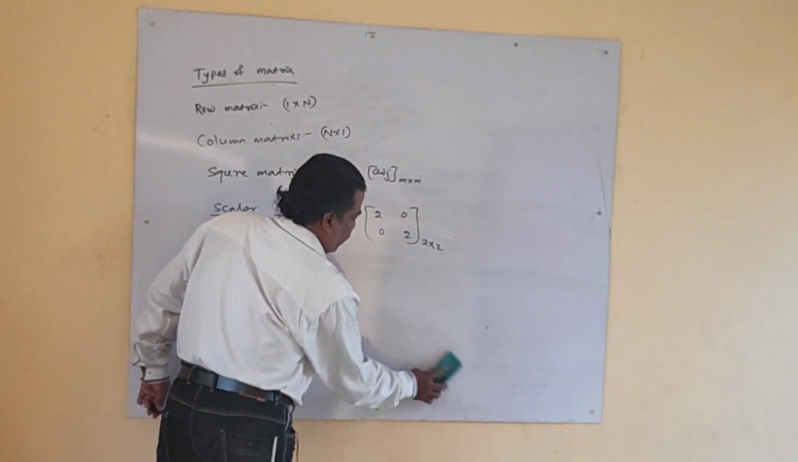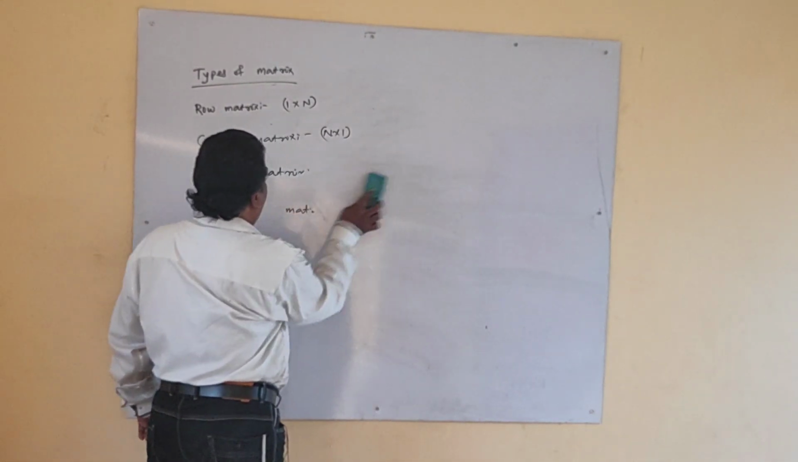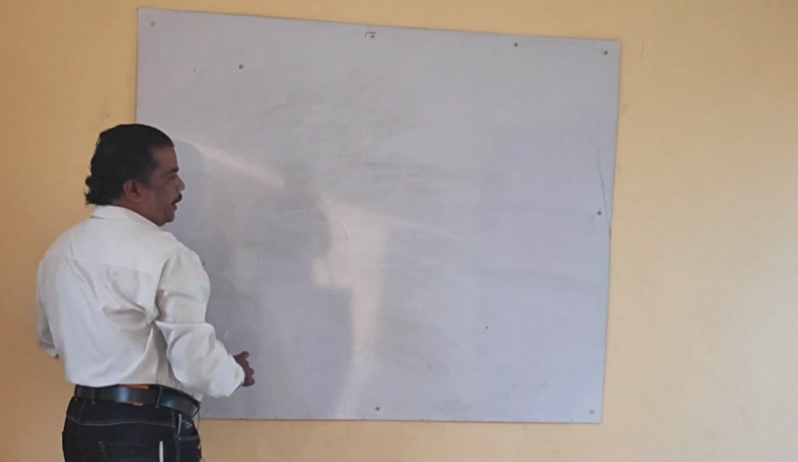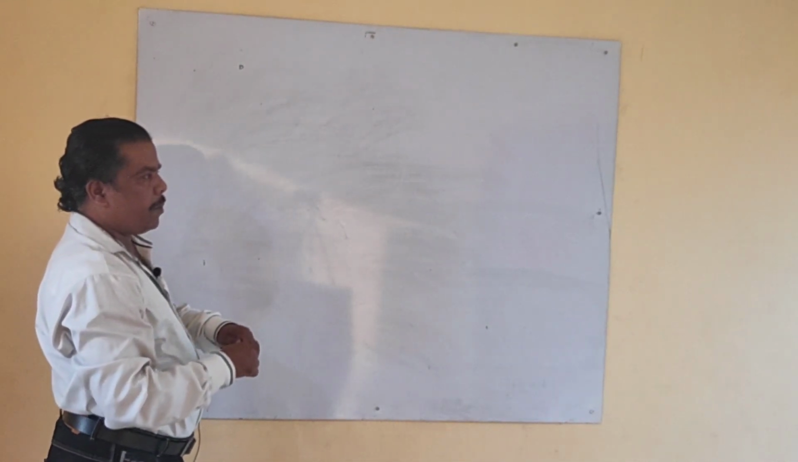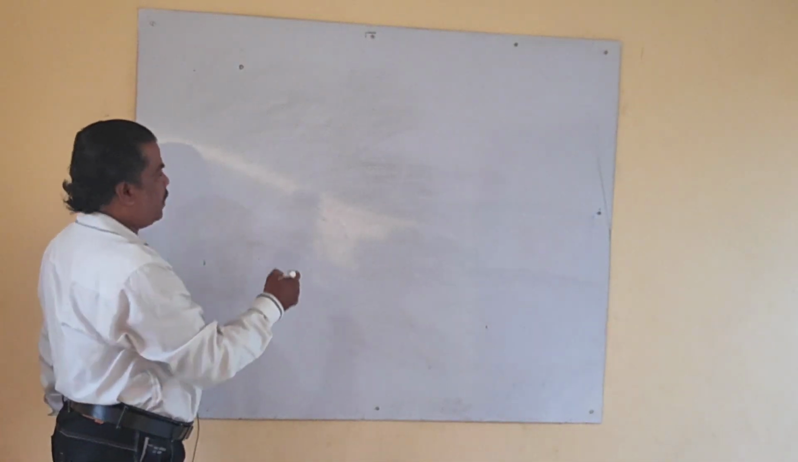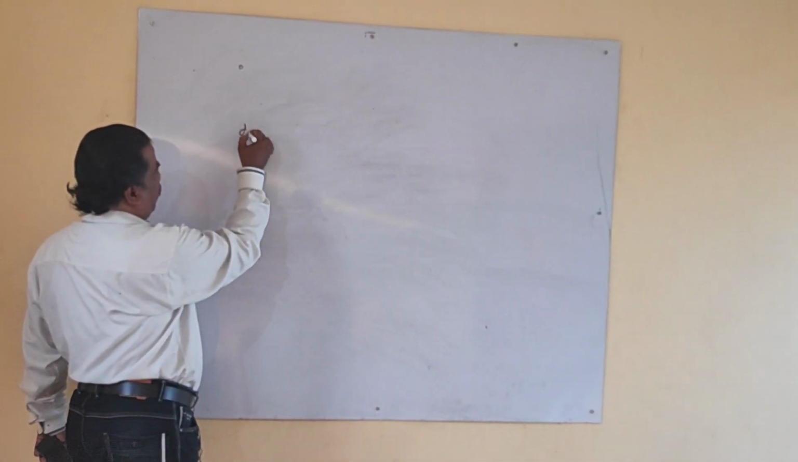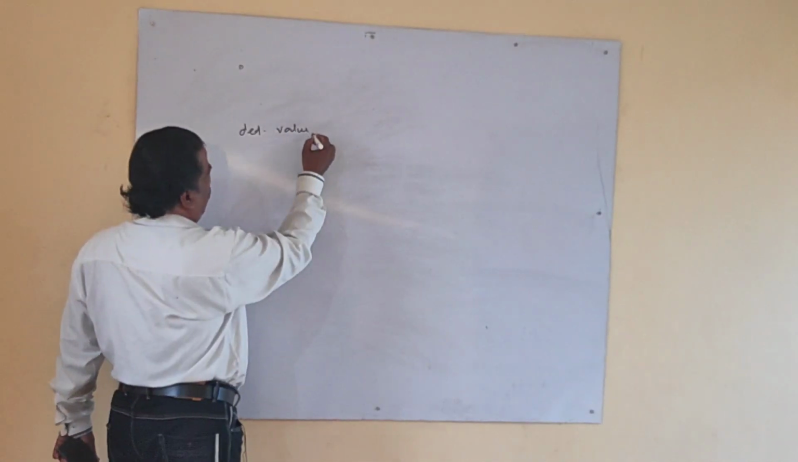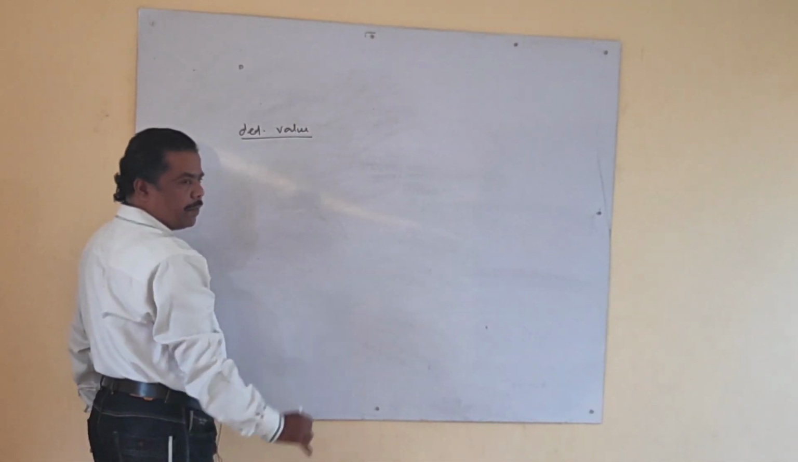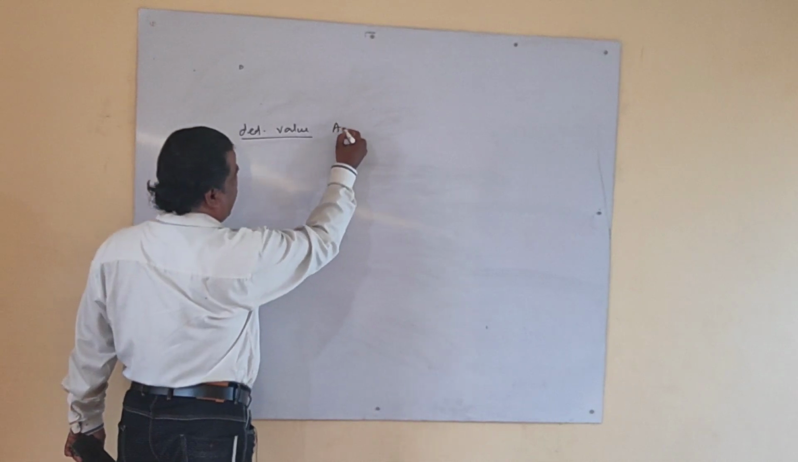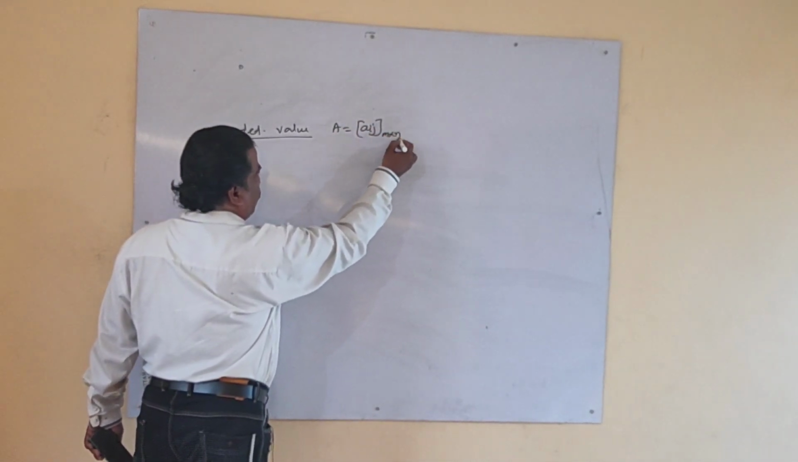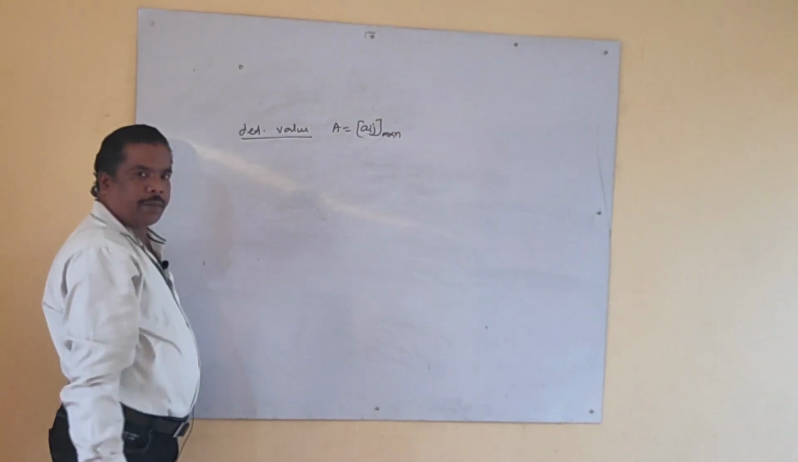Next, the determinant value of a matrix. We can find the determinant value of a matrix only if the matrix is a square matrix. We cannot find the determinant value of any matrix. The determinant value of a matrix is obtained if the matrix is a square matrix. A matrix must be a square matrix, then we can find the determinant value.